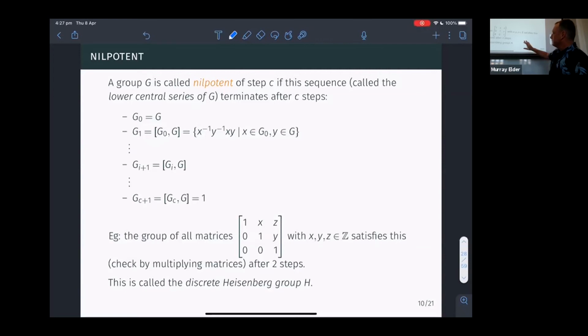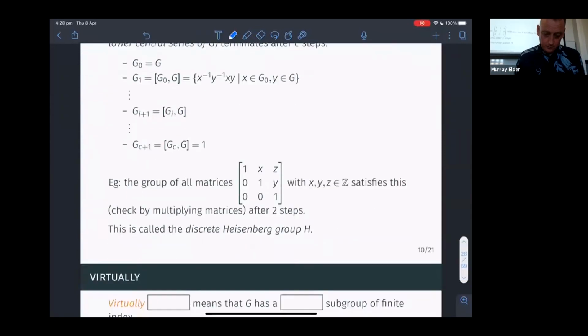Okay, this is just my go-to example of a nilpotent group, and it terminates after 2 steps. An abelian group will terminate after 1 step, so this is kind of the easiest step away from just being an abelian group that you can have. And it's called the discrete Heisenberg group.